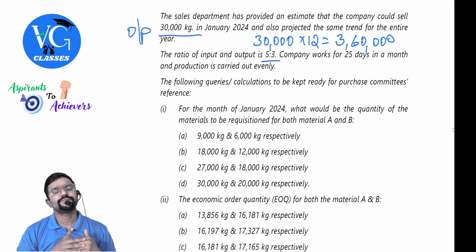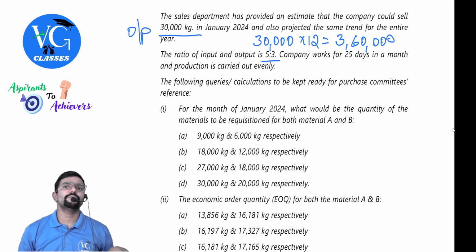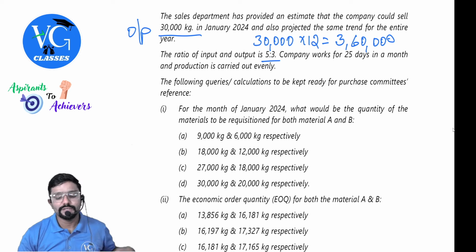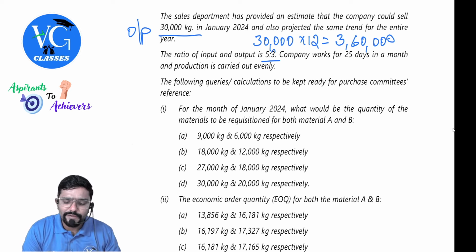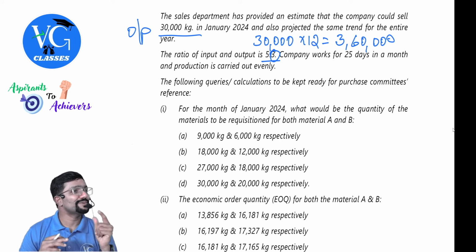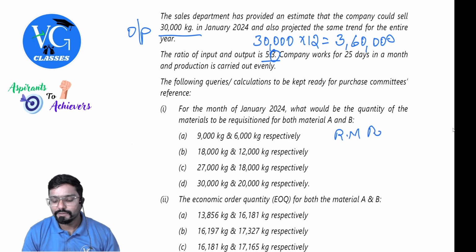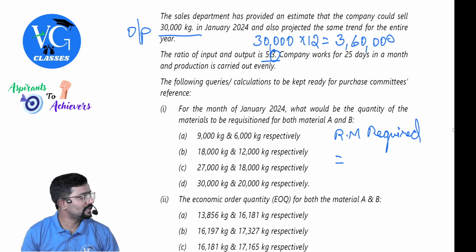Chalo, now listen. One data we have to pick from the information, which is very important. What is the output produced? 3,60,000. So can I tell that is equivalent to this? Yes. For this, how much raw material is required totally? How much raw material is required, guys? Come on, raw material required.